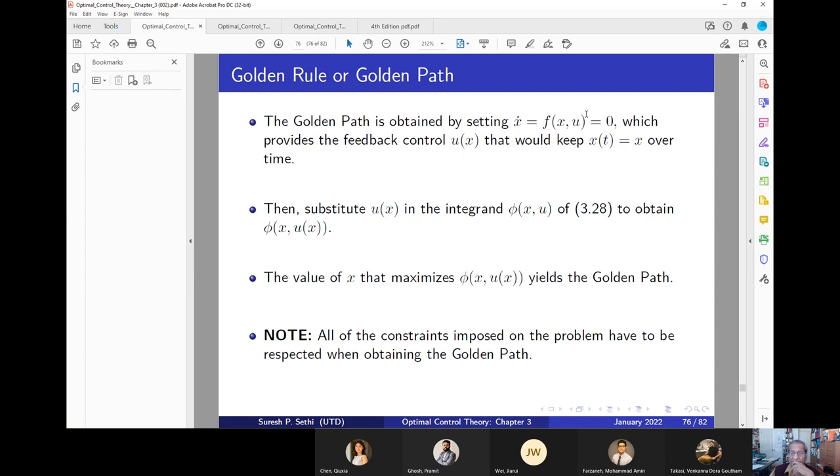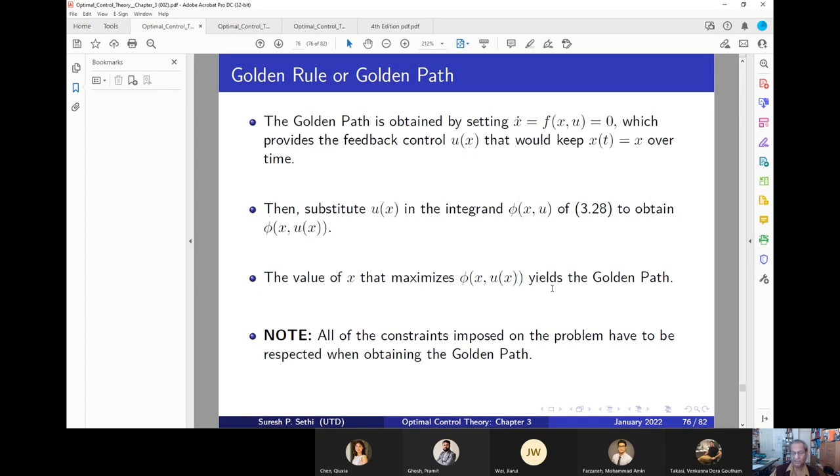And then if you solve this, you will find U sub X. That's the amount in the consumption case you will consume depending on your wealth. And then put that U sub X in your objective function. Since the objective function integrates this, but the integrand is constant because X is constant, you don't have to integrate it. You have to maximize the integrand, because the integrand is the same everywhere. So maximizing the integral is the same as maximizing the integrand. And if you maximize this over X, then the value of the initial condition that you get and the control that you get for that initial condition is called the golden path.